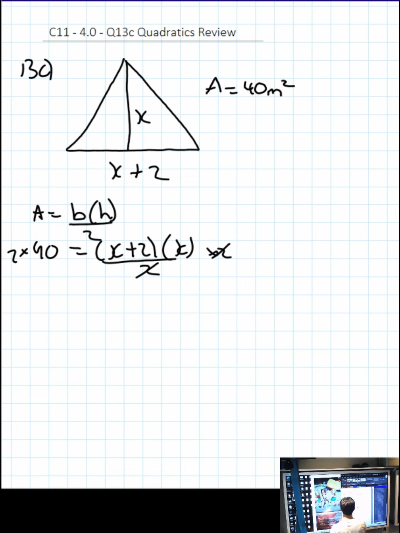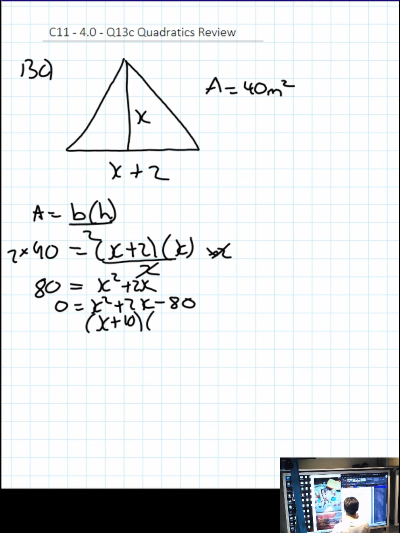Good. 80 equals, and we can distribute backwards, x squared plus 2x. We can get it equal to 0. 0 equals x squared plus 2x minus 80. And we can factor it. Two numbers that multiply together to make negative 80 and add to get 2 are 10 and 8. X plus 10 and X minus 8. Therefore, X equals negative 10 and X equals positive 8.